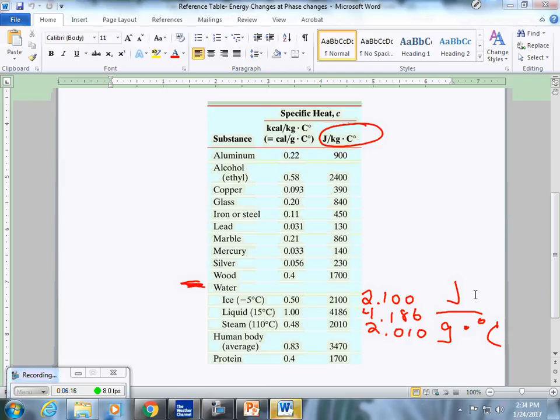And remember, the reason being is that my label up here is joules per kilogram times degrees Celsius, and what I really want is joules per gram times degrees Celsius. So make sure you make a note of that. You can also see the specific heat capacity of many different substances are listed on this particular chart.